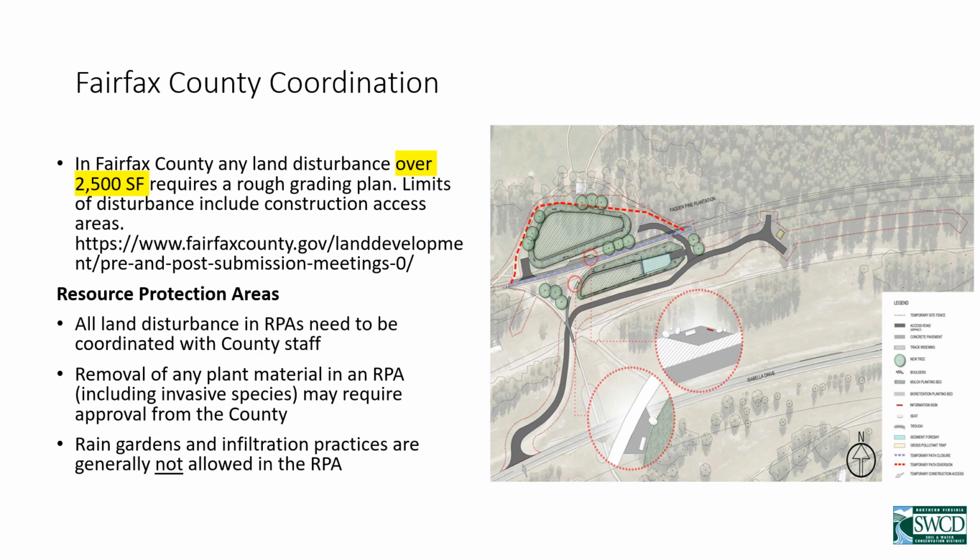Also, any work in RPAs is going to likely need coordination with the county. If you are removing plant material, taking down trees, or doing any clearing, that definitely needs to go through the county permit process. And the county does not want to see any rain gardens or infiltration practices in the RPAs. But we're happy to talk with you about those if you have a client who is interested in working in and or around an RPA.